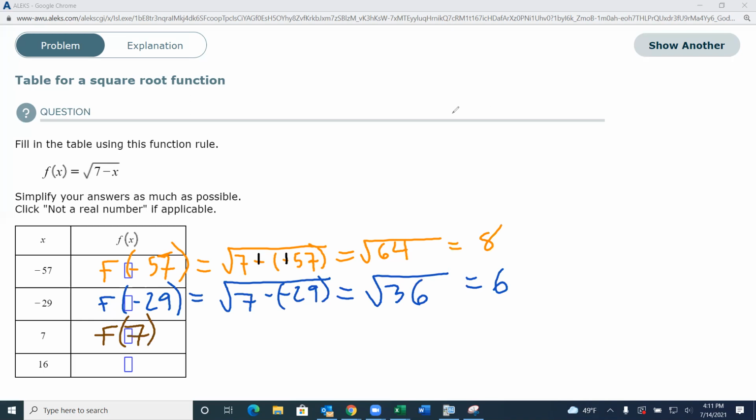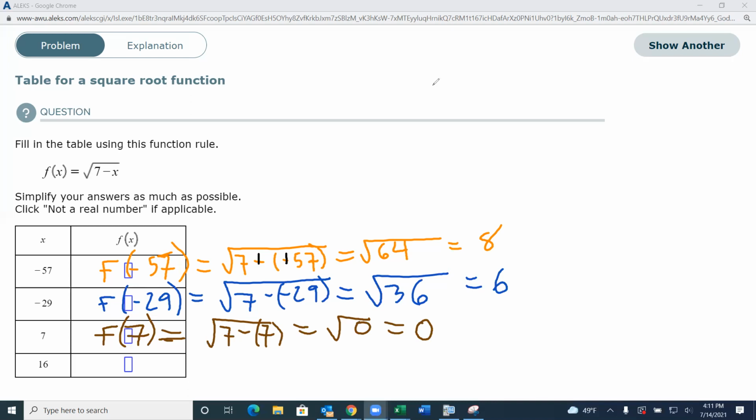Ooh, okay, I don't know. So that'll be square root of 7 minus 7. So square root of 0. And 0 times itself is 0. So yeah, okay. So 7's in the domain, gives us an answer.